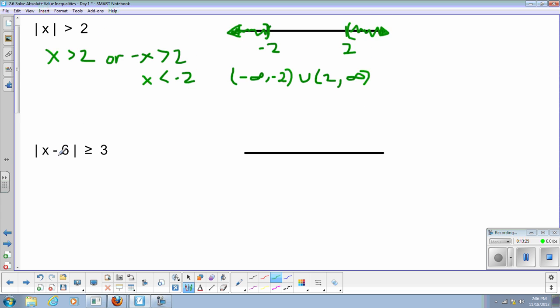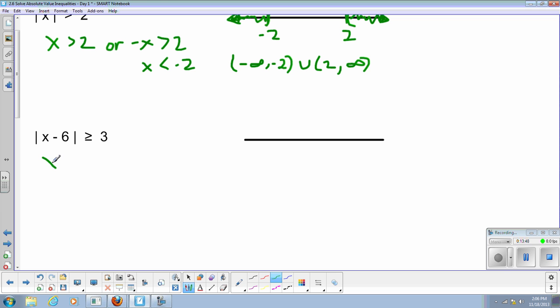Let's take a look at one that has a little more on the inside of the absolute value. So |x minus 6| is greater than or equal to 3. This, again, is greater than or equal to 3 spaces away from 0. That means I'll have one thing on the left side of the number line going away. I'll have another thing on the right side, and it's going away. So I have to write x minus 6 greater than or equal to 3, or the inside comes out to be the opposite.